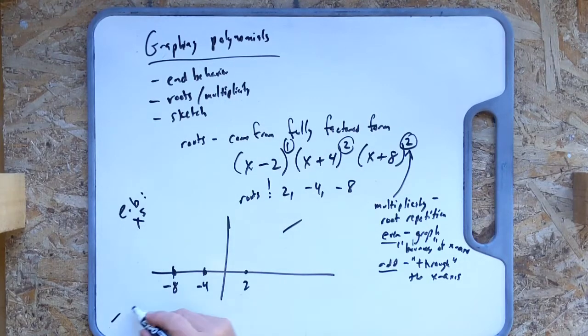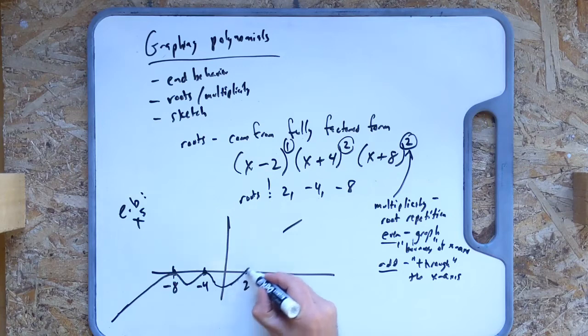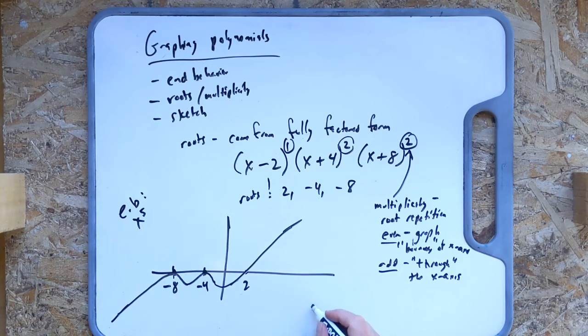So as you hit negative 8, it is squared, so it bounces off. Then you go back to negative 4, which is my next root, and it is squared, so you bounce off. And then finally you go through 2. And that's it. The other thing I would be careful of is if you see something like, let me give you another example. I'm going to erase this.